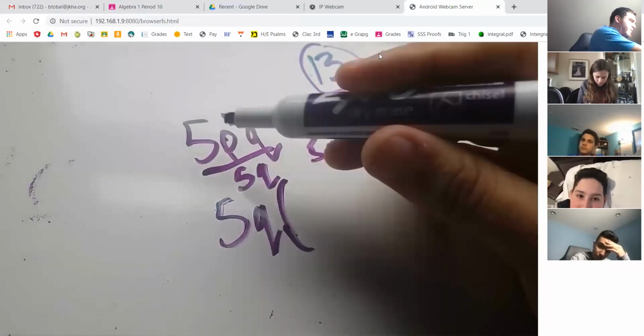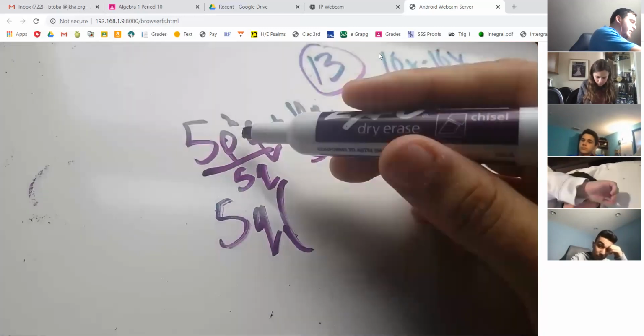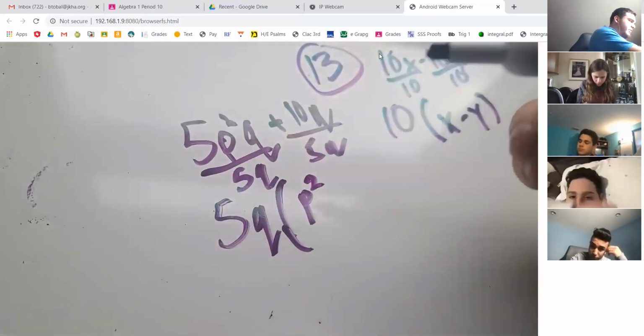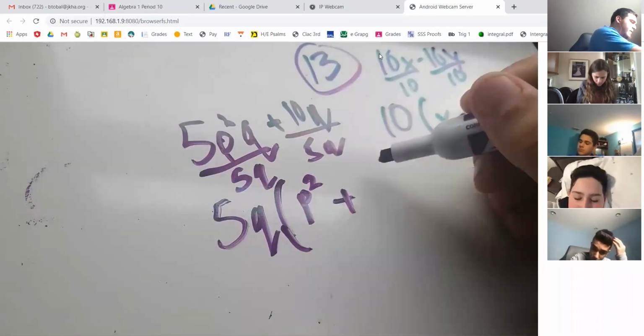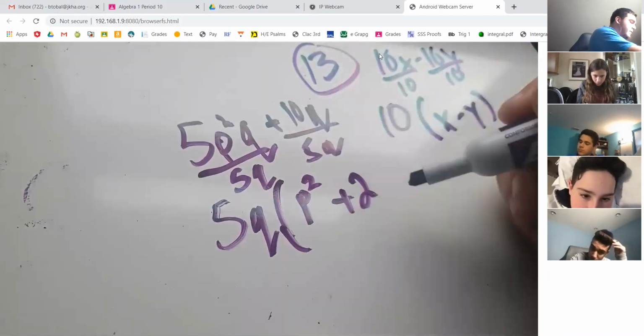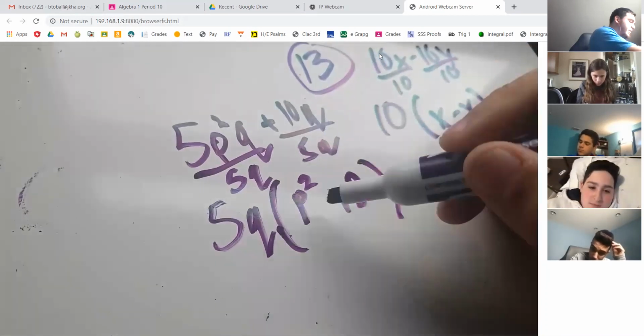5 divided by 5 is 1. P squared divided by nothing is p squared. Q divided by q disappears, it's 1. So plus. 10 divided by 5 is 2. Q divided by q disappears. So it's 5q, p squared plus 2.